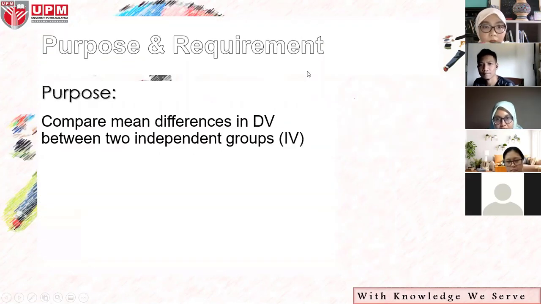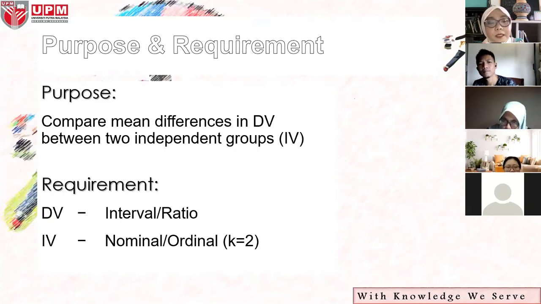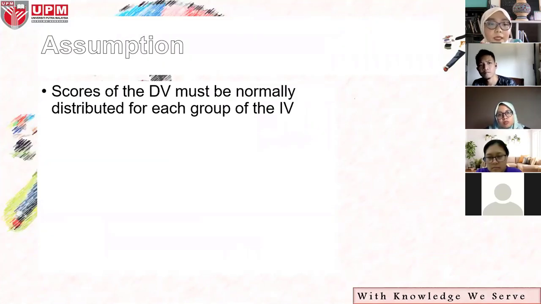Okay, next one, independent sample t-test. The purpose and requirement for the independent sample t-test is to compare the mean difference in the DV between two independent groups. Perhaps you collected the data at once, but in that sample, you have two categories, two different groups. The requirement is the DV must be interval or ratio, meanwhile the IV must be nominal or ordinal, in which the number of groups must be equal to 2. It cannot be 1, it cannot be 3, only 2.